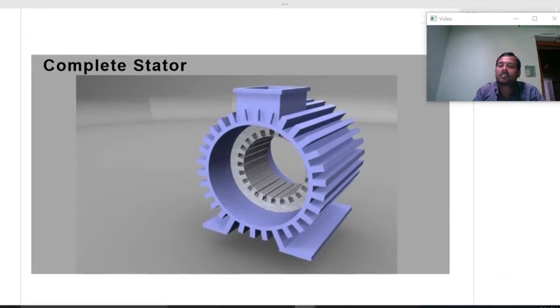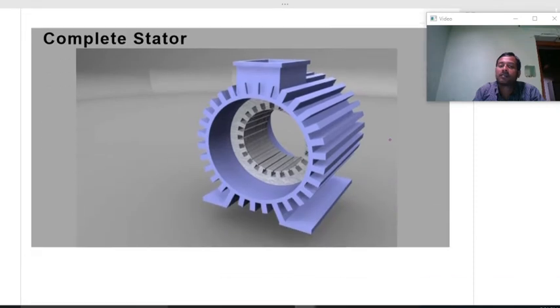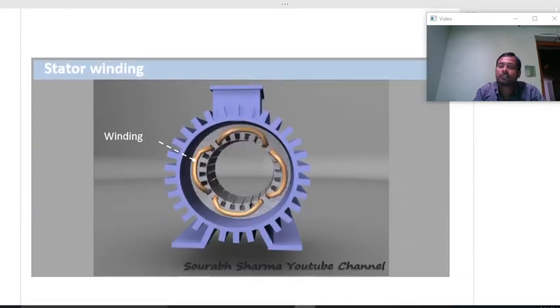Next, after placing the laminations together, the complete stator will be like this. We can place the winding inside the slots like this. Because this is a semi open type slot, we can insert the winding in the slots in this way, and it will appear like this.